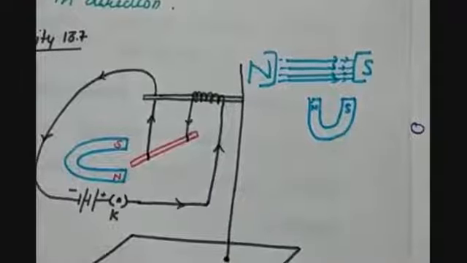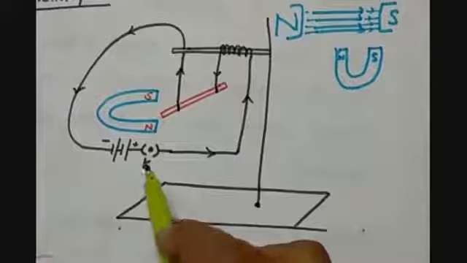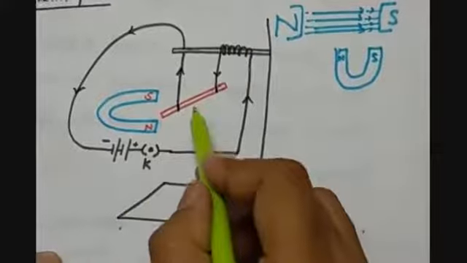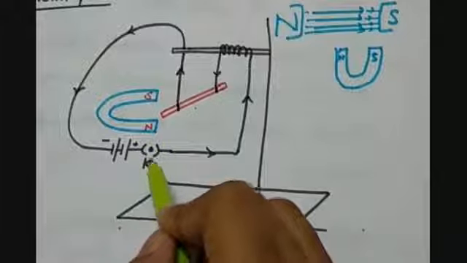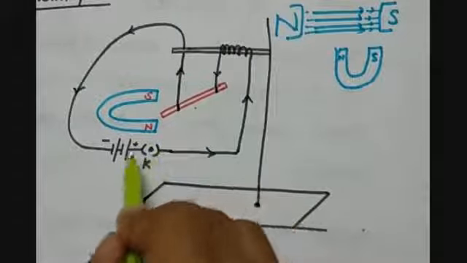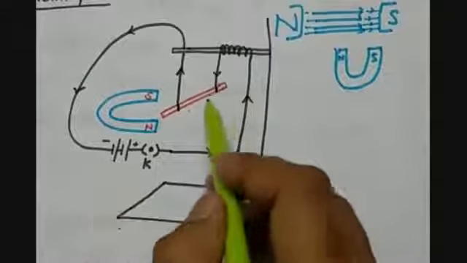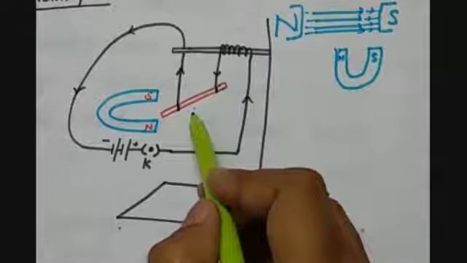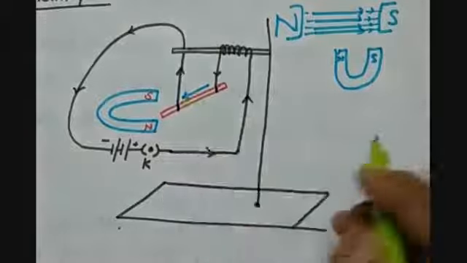So here in this experiment, what we are doing, we will pass the current through the aluminium strip. So when we close the key, then the current passes from the positive terminal of the battery to the negative terminal through this aluminium strip. So the direction of the current will be this.